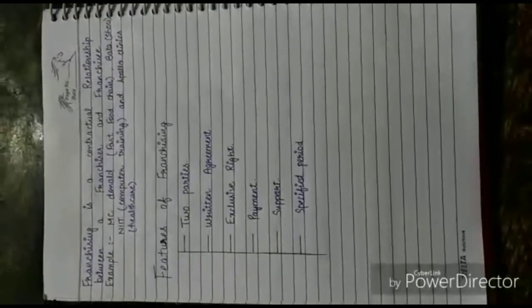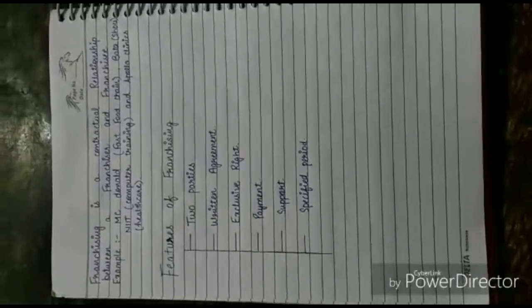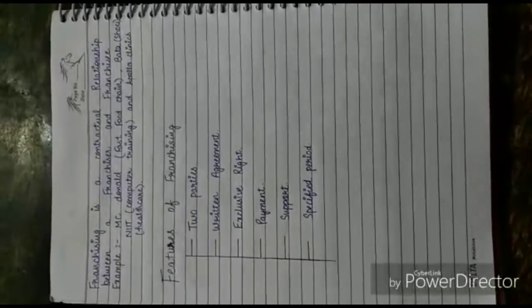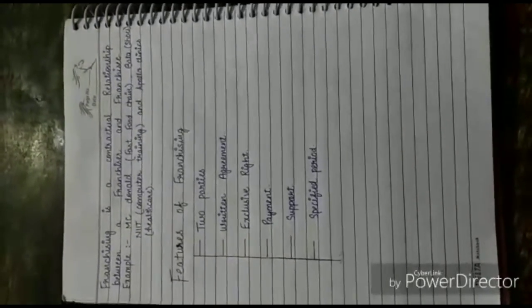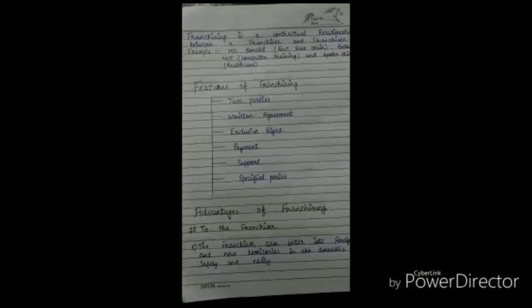Thus, franchising is a contractual relationship between a franchisor and a franchisee. Examples of franchising are McDonald's, Bata Shoes, IIT, and Apollo Clinics, which is healthcare. So guys, now we do the features of franchising.